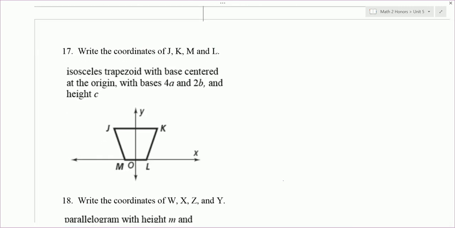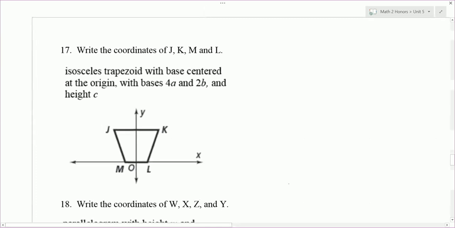We're going to write the coordinates of J, K, M, and L. What's given is this is an isosceles trapezoid. So those are congruent. These are parallel. With the base centered at the origin, which is 0, 0. And bases are 2b, 4a, and 2b. And the height is c.